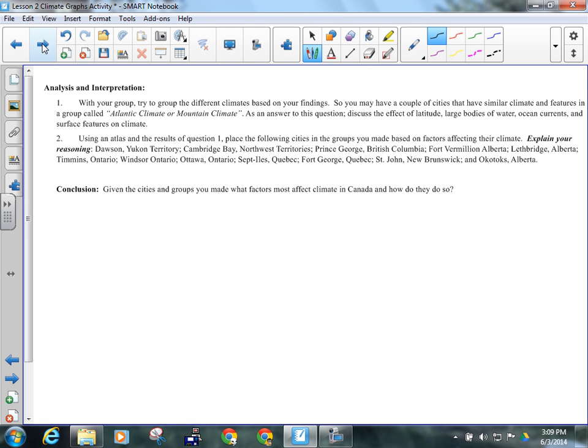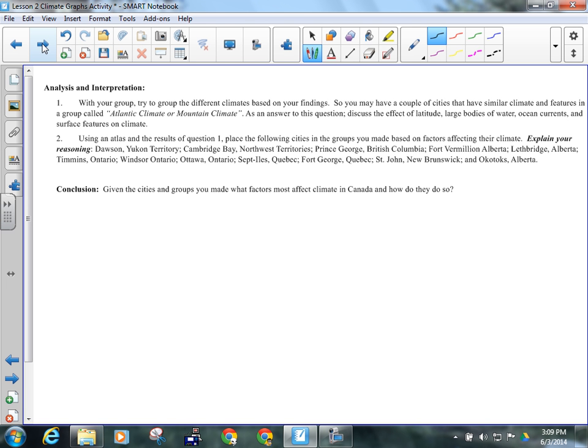And then for question number 2, you're going to look up these cities in an atlas. You do not need to draw climatograms for these cities. You've already drawn all the climatograms you're going to draw. These you just look up, and based on their location, put them in one of the groups from question number 1. So you can say, let's say, Lethbridge, Alberta should go in the prairie group because, and tell me why.